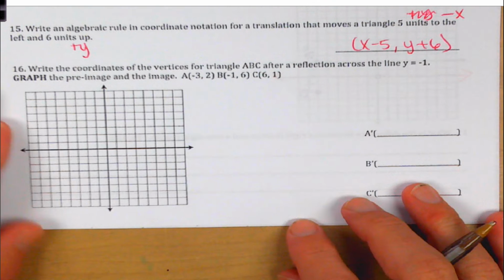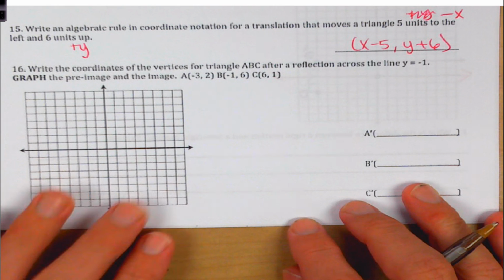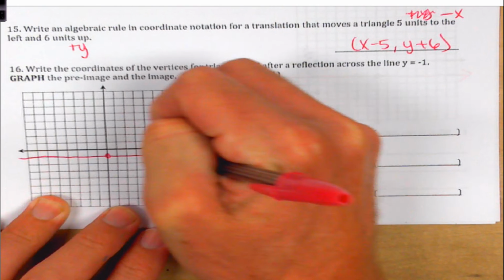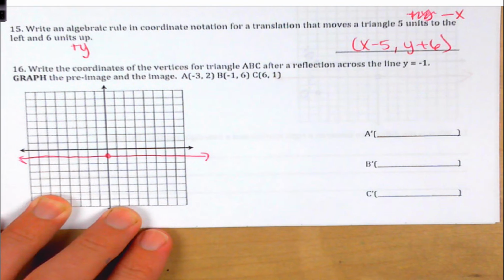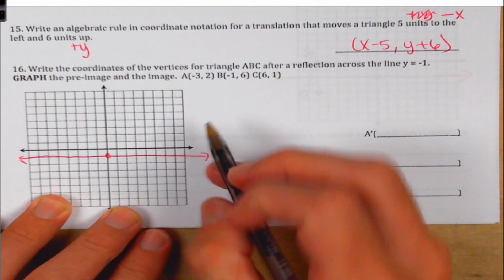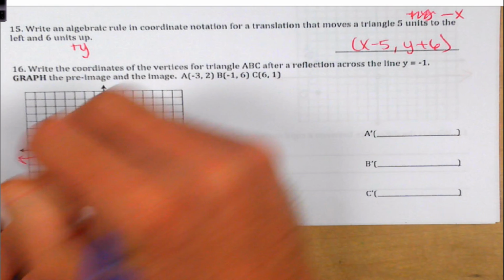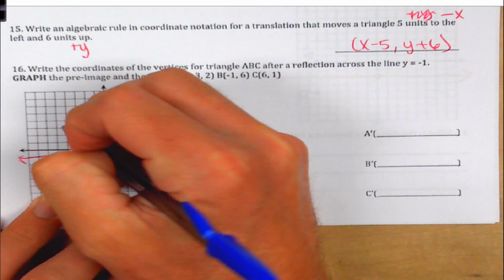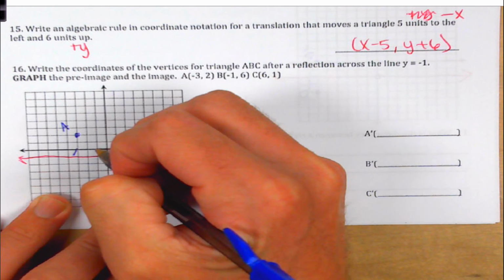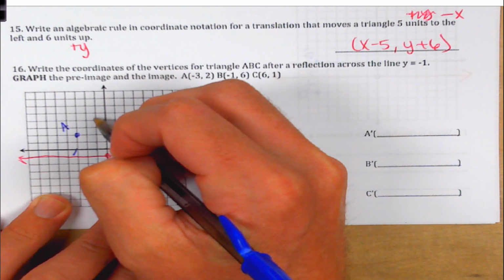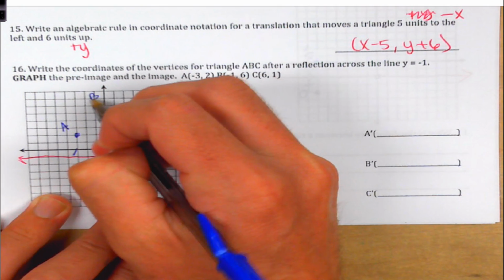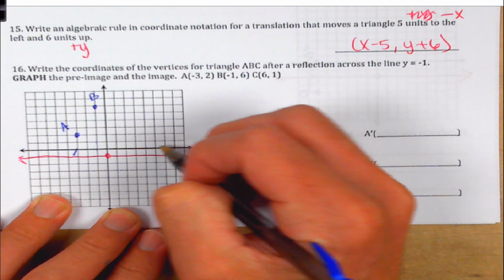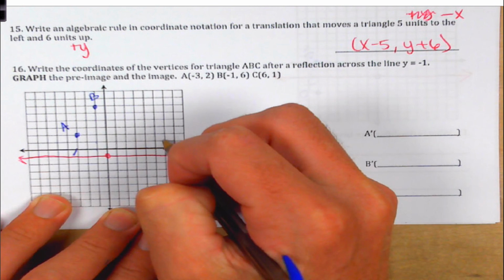Write the coordinates of the vertices of the triangle after reflection over the y equals -1 line. So y equals -1, that's the line. And we have the image here. At -3, 2, there's A. -1 and 1, 2, 3, 4, 5, 6 is B, and this one is 6, 1, 2, 3, 4, 5, 6, comma 1 is C.